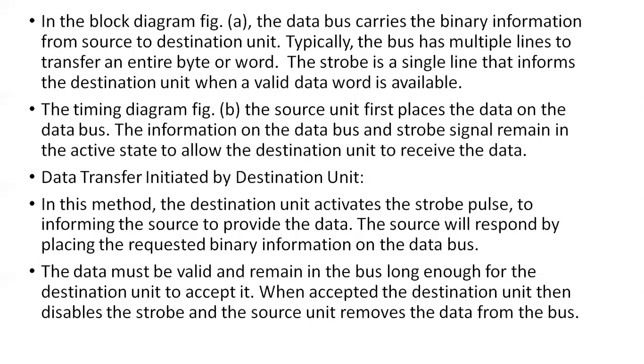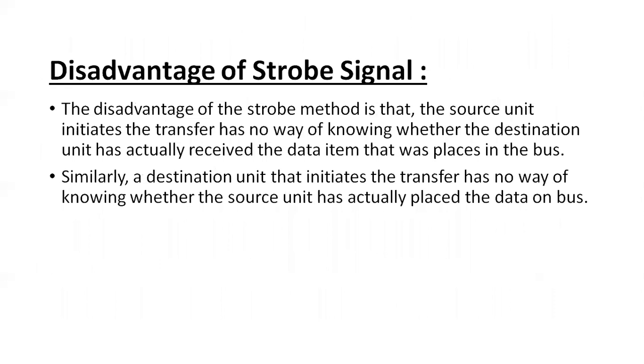In this method, the destination unit activates the strobe pulse to inform the source to provide the data. The source will respond by placing the requested binary information on the data bus. The data must be valid and it should remain in the bus long enough for the destination unit to accept it. When accepted, the destination unit then disables the strobe and the source unit removes the data from the bus.